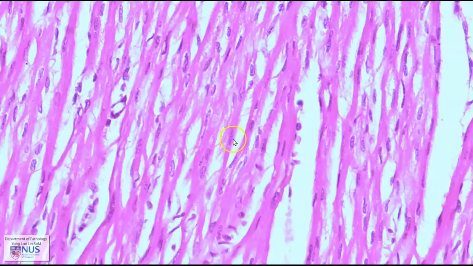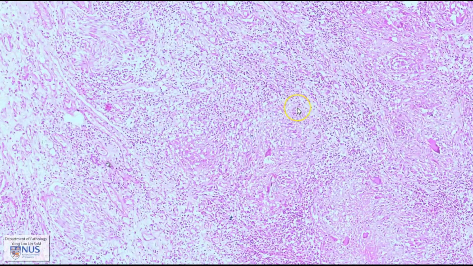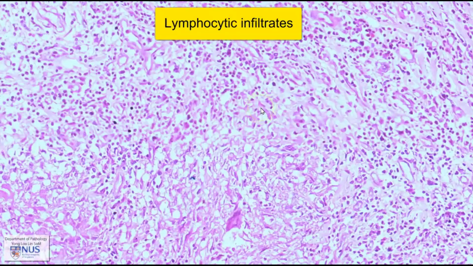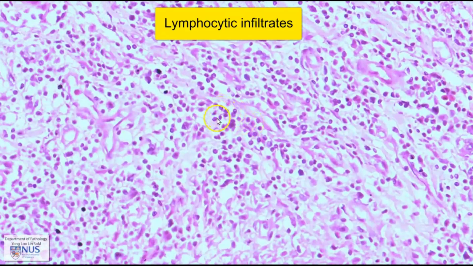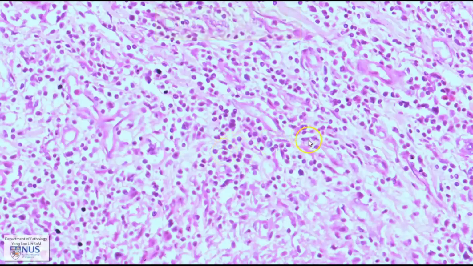Let's first have a quick look at the viable myocardium. This is cardiac muscle, and the nuclei are in the center of the cardiomyocytes. Moving towards the external surface, here is the visceral pericardium, and we can see that there are a lot of inflammatory cells. These are predominantly chronic inflammatory cells comprising lymphocytes, as you can see, with small round nuclei.